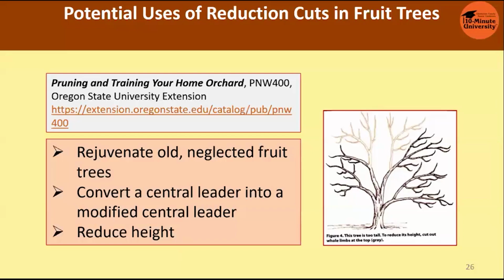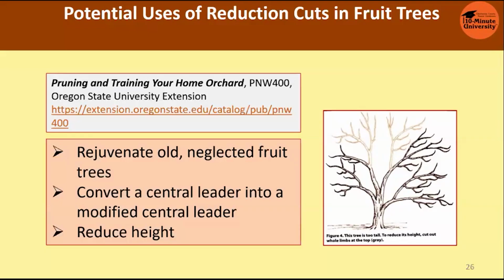Reduction cuts are useful in certain situations with fruit trees. For example, renovating a neglected old tree or converting a central leader into a modified central leader, and in height reduction. I've talked earlier about how reduction cuts are not protected by a collar. So it is something that carries a greater risk in terms of rot than cutting to a collar. So that's something that we want to do with care.